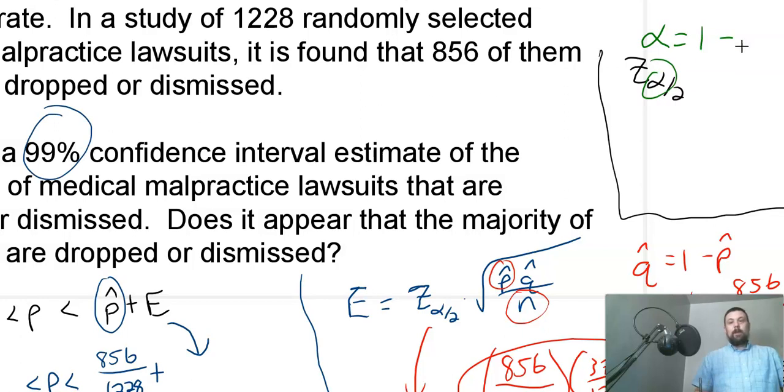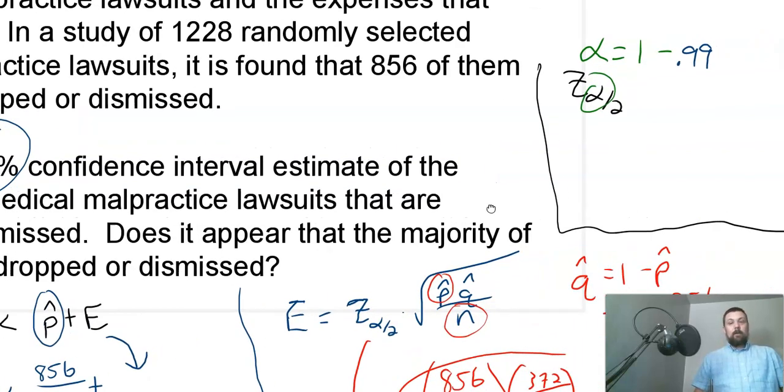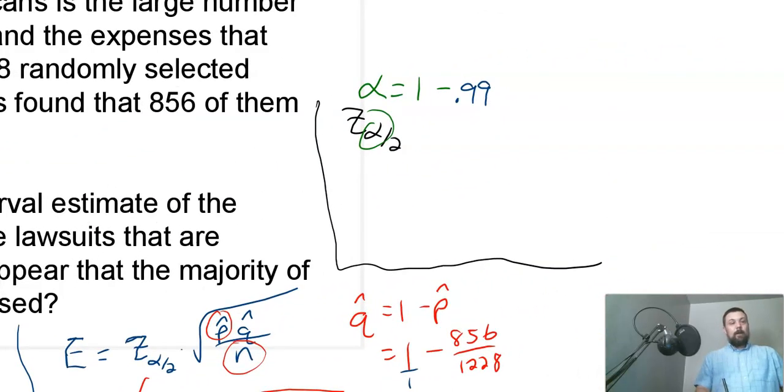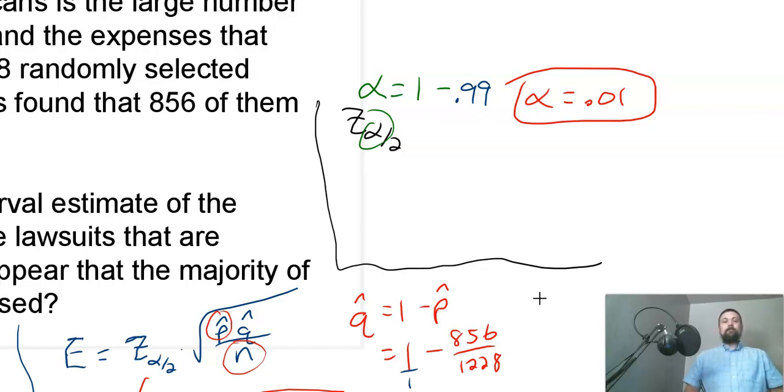It's 99%, which means I'll put 0.99 here as my confidence level. Alpha is 1 minus that. Right? So alpha for this problem is going to be 0.01. That's our value for alpha.